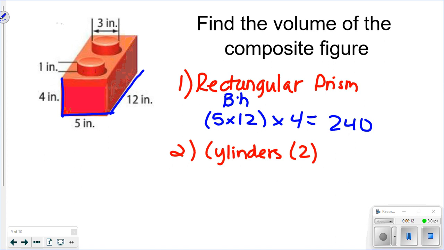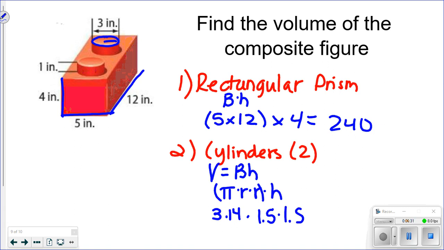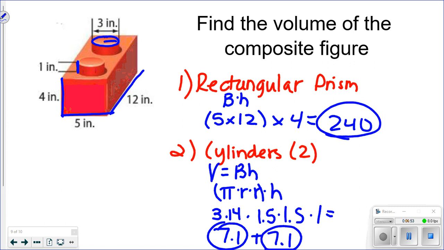Now my cylinder: volume equals base times height, so pi times radius squared times my height. So 3.14, my radius here, it's giving me a diameter of 3, so I know it's 1.5. And my height, it's telling me right here, is 1. Remember, this is only going to give me one of the cylinders. I'll round to the nearest tenth, so 7.1. Then I have another 7.1 for the other cylinder. So I'm going to add them all together: 7.1 plus 7.1 plus 240. And I get a total of 254 inches cubed.